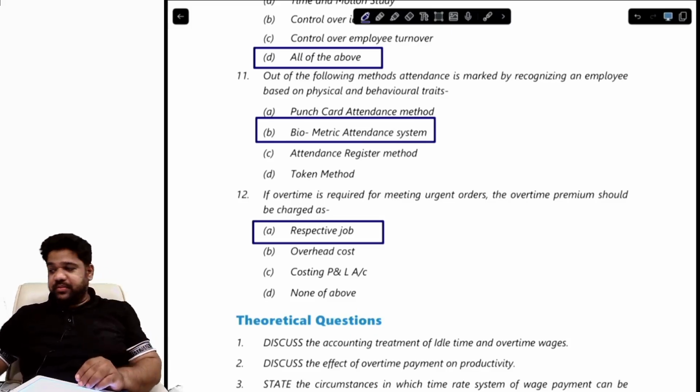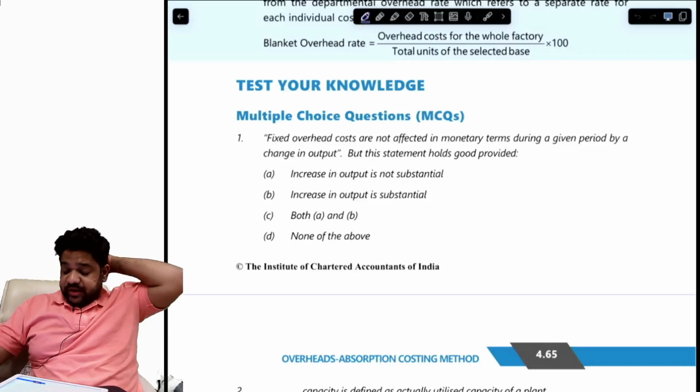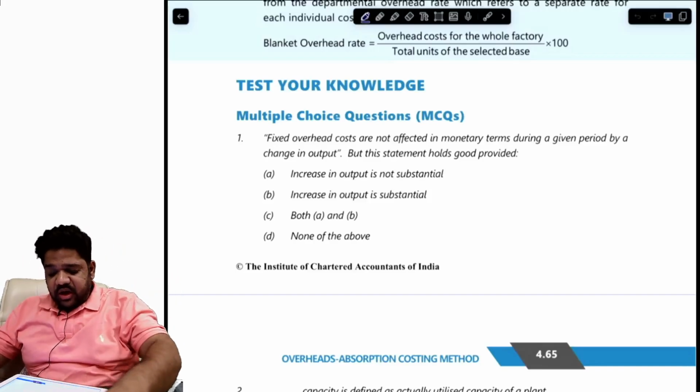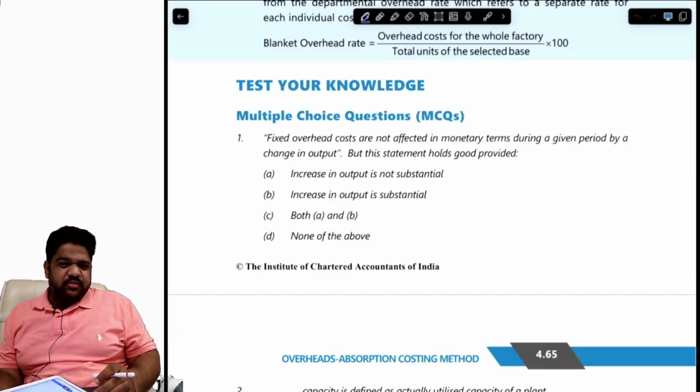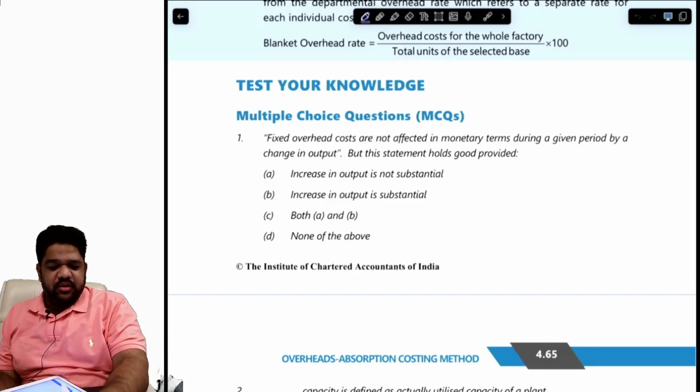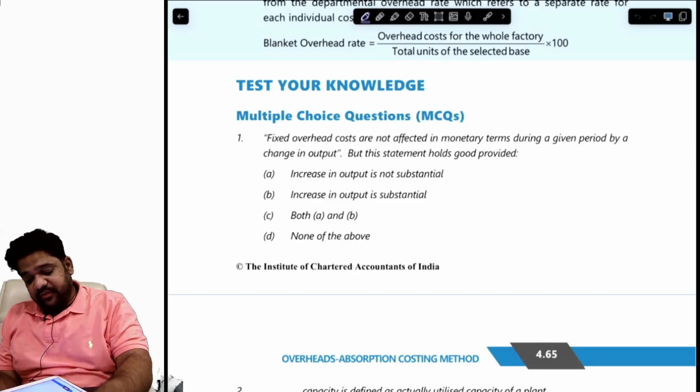Let's start with the next topic. So the next chapter that we're doing is overheads. Again, some 10 or 12 chapter MCQs over here. Let's quickly have a look and see what all we have.